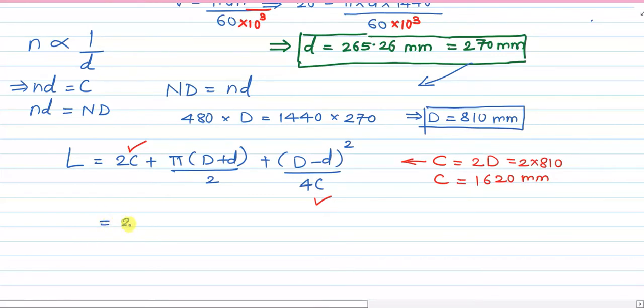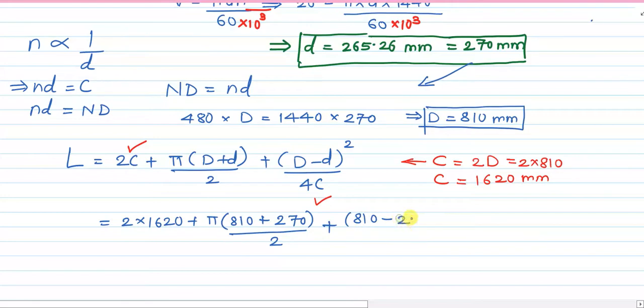So that gives us 2 into 1620 plus pi into (capital D that we have is 810, small d that we have is 270) divided by 2, plus (capital D is 810, small d is 270) entire bracket squared divided by 4 multiplied by capital C, which is 1620. So ultimately what we get is the value of length of the belt, which is 4981.46.